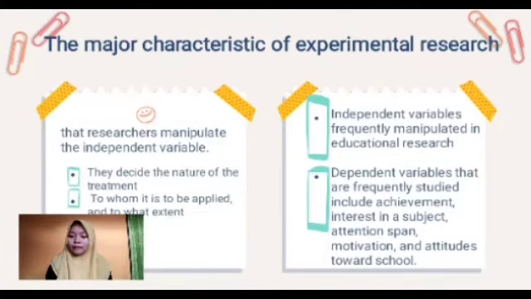So in experimental research, the independent variables frequently manipulated in educational research include methods of instruction, type of assignment, learning materials, rewards given to students, and types of questions asked by the teacher. And the dependent variables that are frequently studied include achievement, interest in subject, attention span, motivation, and attitudes toward school.